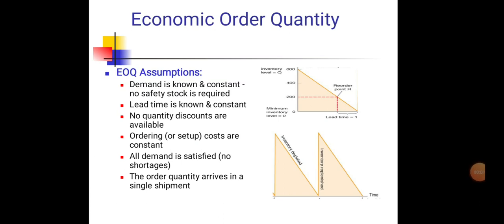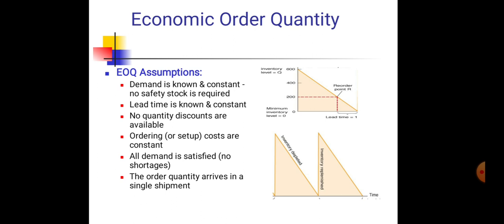So in the last lecture we discussed what an inventory model is. Also we discussed economic order quantity. There are some assumptions. Demand is known and constant, no safety stock is required. The lead time is known and should be constant.